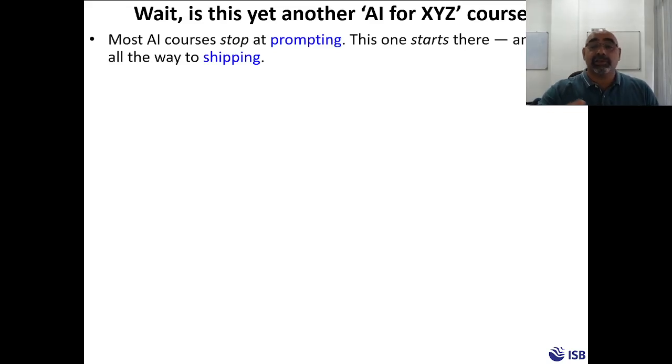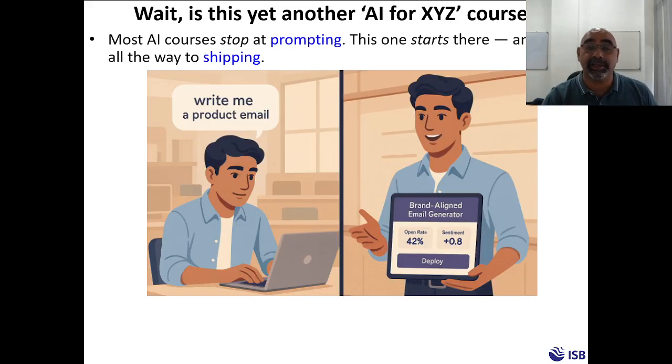Most AI courses stop at prompting. Okay? This one will start at prompting, and effectively it goes all the way to product and shipping. That's the idea here. So if you see this one here, in most courses you might have something like "write me a product email." What is the output? It's a product email. The email is the output. That's about it.